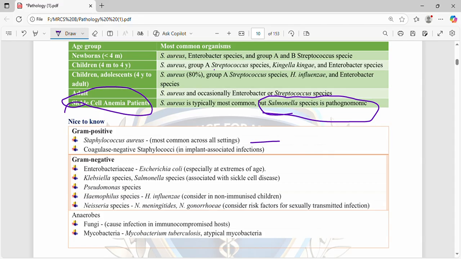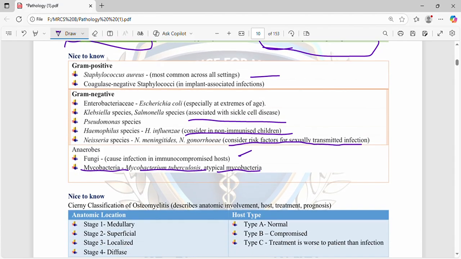Then we have gram-negative Enterobacteriaceae, E. coli especially at extremes of ages, Klebsiella species, and Salmonella species associated with sickle cell anemia. Then we have Pseudomonas species, and Haemophilus species, H. influenzae considered in non-immunized children. Neisseria species, Neisseria meningitidis and Neisseria gonorrhoeae, are considered in patients with risk factors for sexually transmitted infections. Fungi cause infection in immunocompromised hosts, and then Mycobacterium tuberculosis and atypical Mycobacteria.